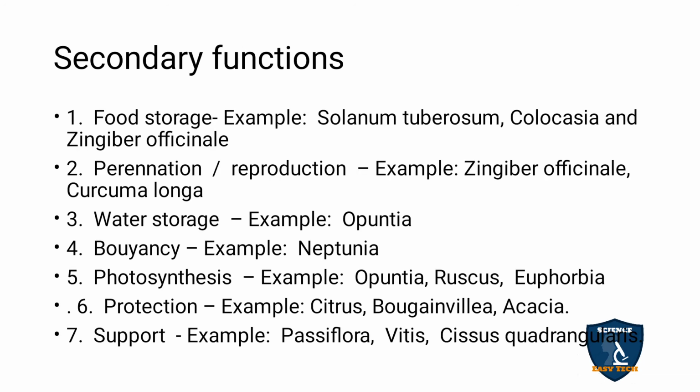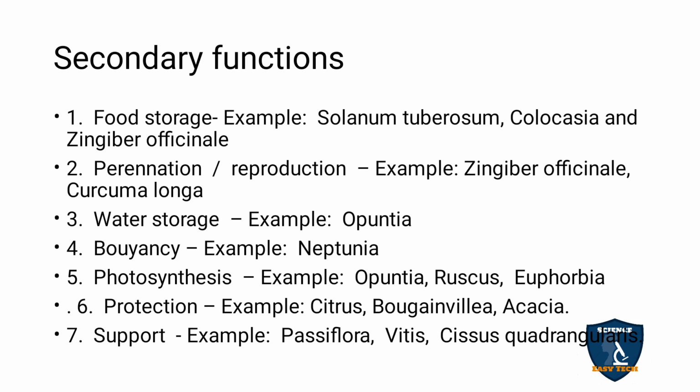Secondary functions: food storage. Example: Solanum tuberosum, that is potato, and Colocasia. Perennation or reproduction: example, Zingiber officinale, that is ginger, and Curcuma longa, that is turmeric. Water storage, the storage of water in xerophytic plants, example Opuntia. Buoyancy, it helps in floating, example Neptunia. Photosynthesis, where the stem does the function of the leaf, example Opuntia, Ruscus and Euphorbia.